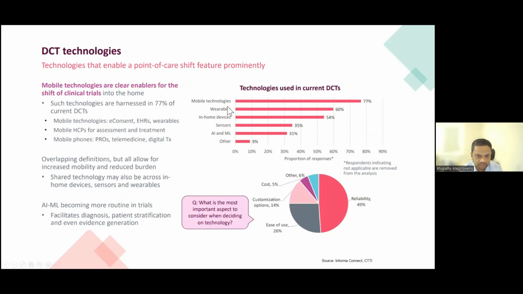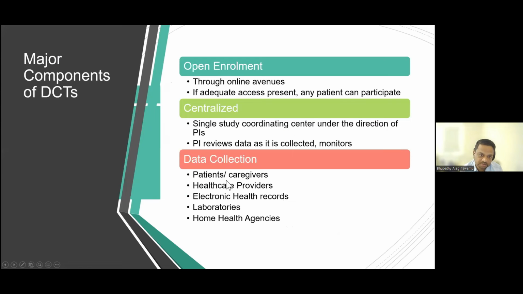There are many technologies, like mobile technologies, which are more common, like ePRO. Now these have been in demand, with market share leaders for mobile technologies, wearables, in-home devices, and sensors. AI and ML are also being used widely for this technology, so it is highly considered.